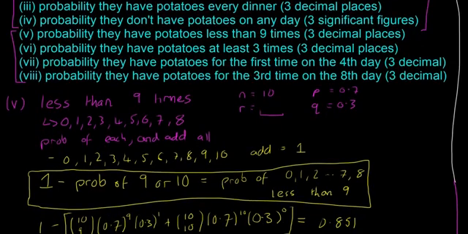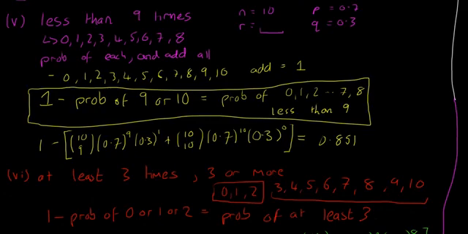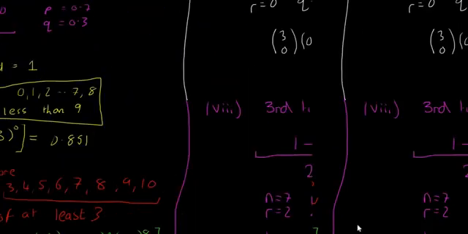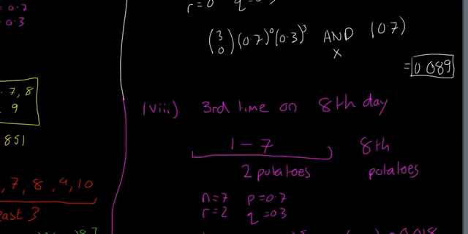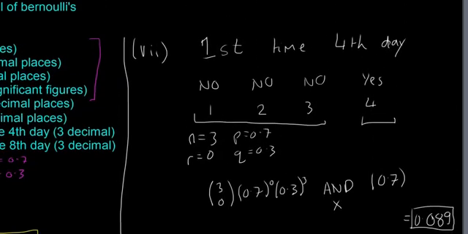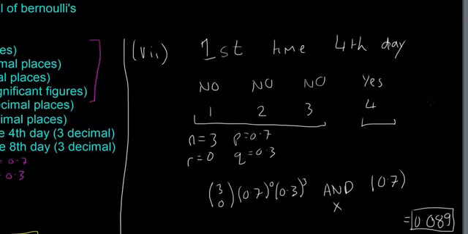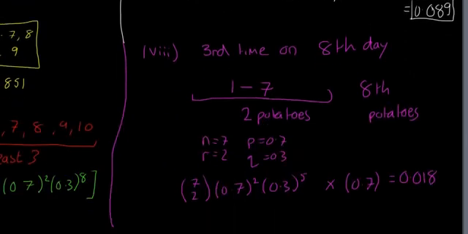So the first 2, parts 5 and 6, are quite similar. The probabilities they have potatoes less than 9 times or at least 3 times. You can calculate each one of them individually, but it takes a long time. And I just showed you the little trick to avoid that. So 1 minus the probability. And then for the other 2, question 7 and question 8, there's another little trick. If it says something like the first time on the 4th day or the 3rd time on the 8th day, you split it up into 2 separate time periods and you multiply the 2 different Bernoulli's trials. Okay, so hopefully that all makes sense.